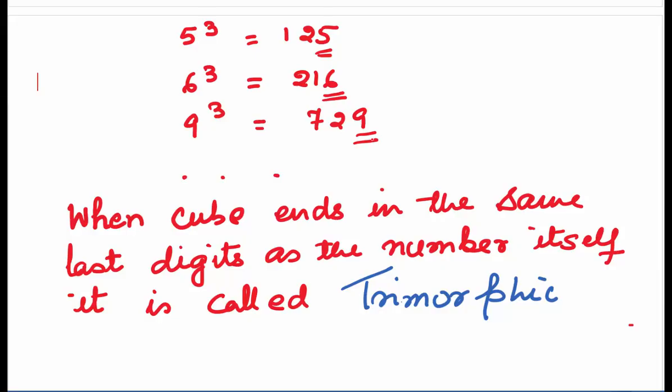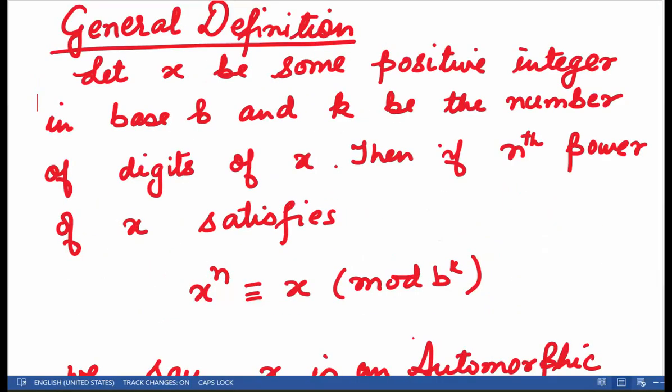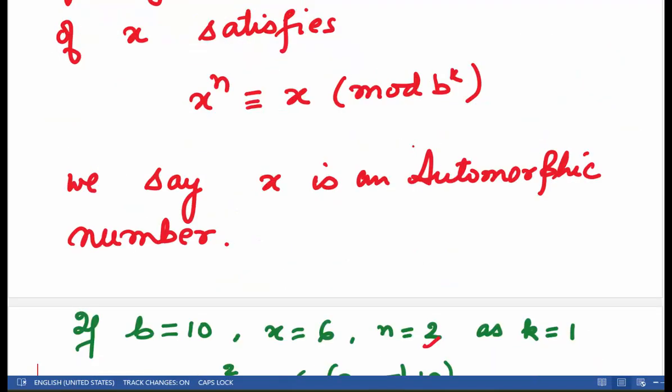When the cube ends in the same last digits as the number itself, it is called trimorphic. So commonly automorphic and trimorphic, these are the two names which are used. Here's another way to define these numbers. Let x be some positive integer in base b and k be the number of digits of x. Then if nth power of x satisfies x to the power n is congruent to x mod b to the power k, we say x is an automorphic number. Let's look at some examples.